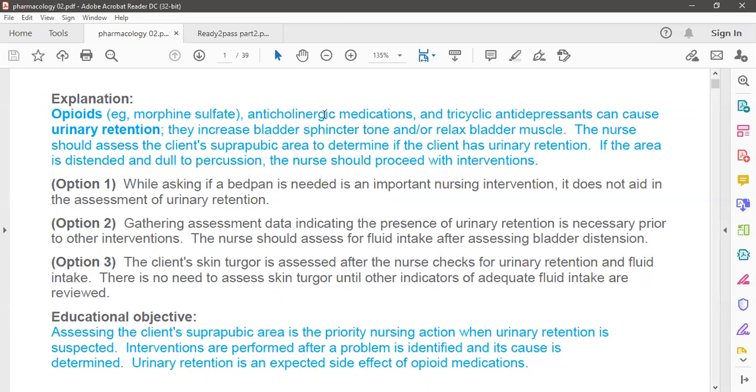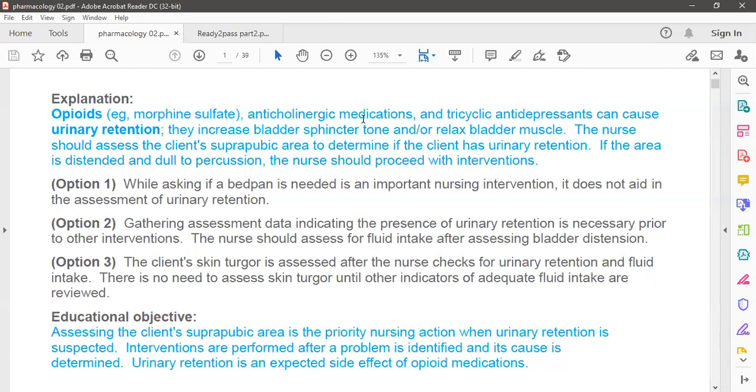Anticholinergic is a group of medication. The most popular, most important member in this group is atropine. Everybody should know this. If you want to go for your NCLEX board exam, you have to know. If you do not know, I like to request, better don't go. We said atropine is the most important member in this group.